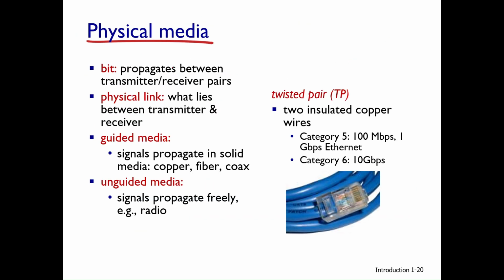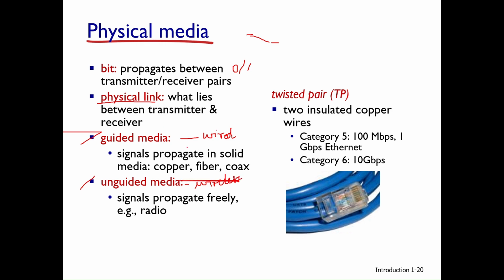Physical media. A bit propagates between transmitter and receiver pairs. A bit is a 0 or 1. What lies between the transmitter, which sends, and the receiver is known as the physical link. There are two types of physical media: guided media and unguided media. Guided media are wired connections. Unguided media are wireless connections.